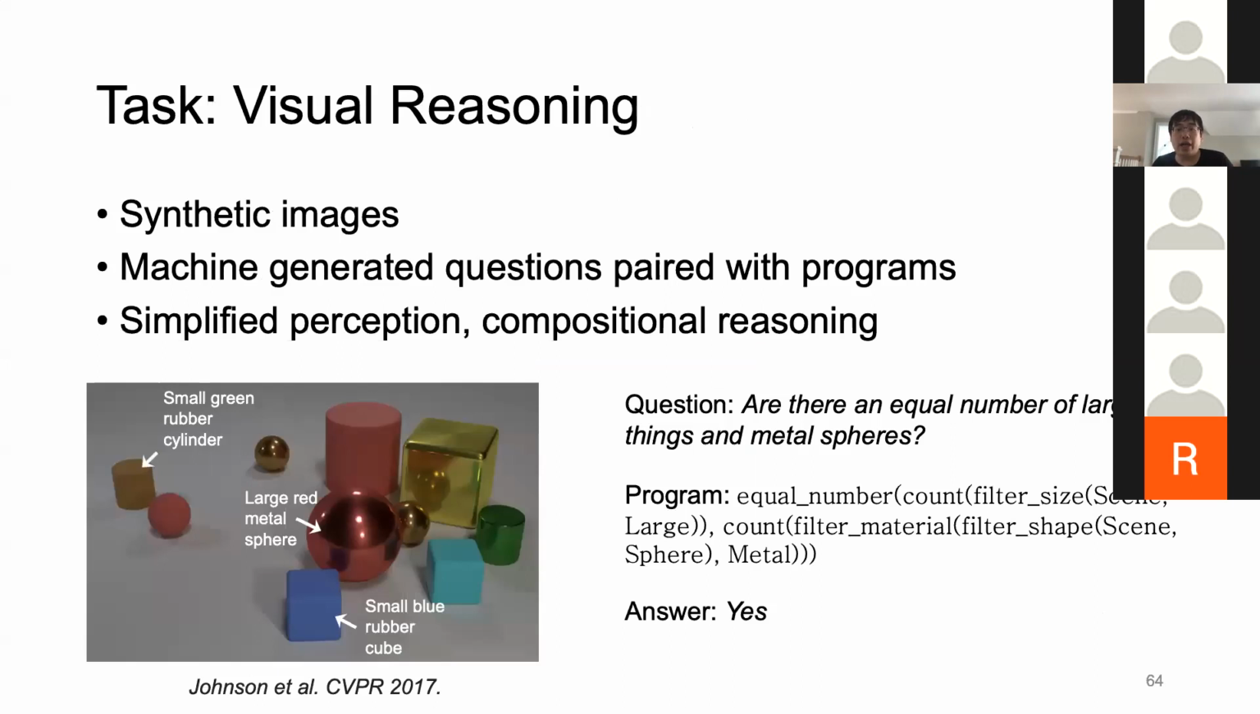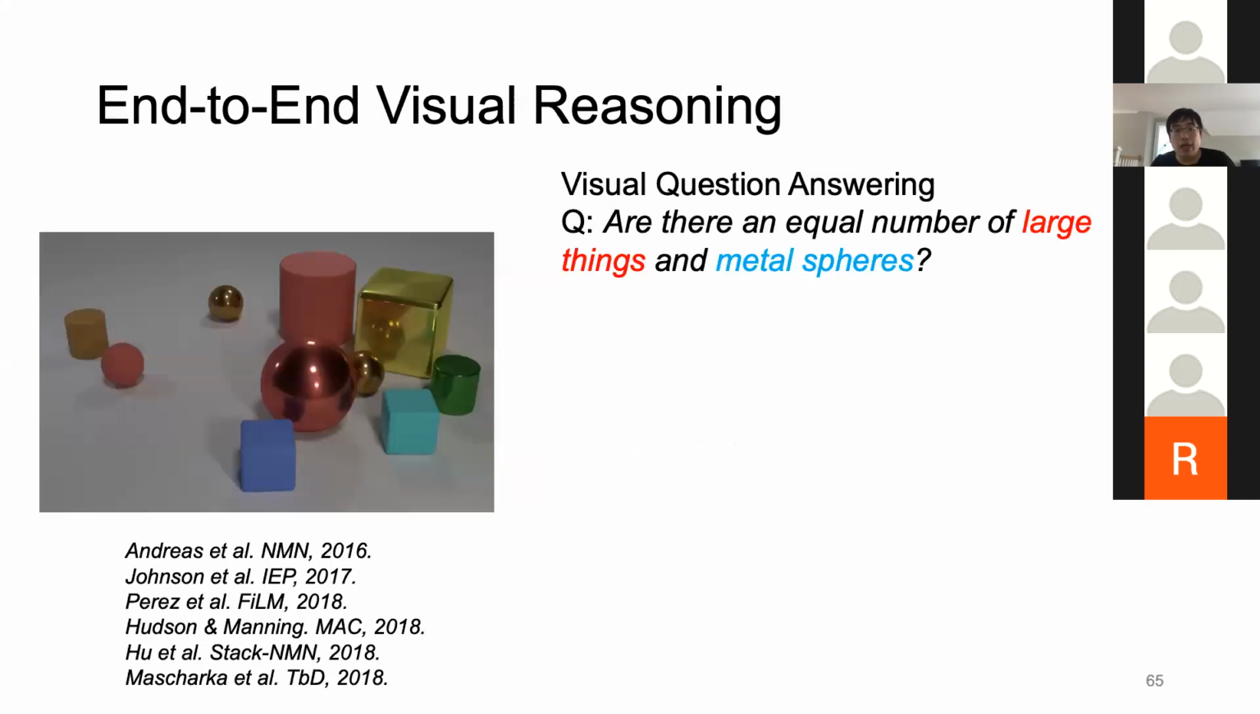To mitigate the issue, Justin Johnson and colleagues proposed a synthetic visual reasoning dataset called CLEVR to diagnose visual reasoning abilities. The dataset contains synthetic images with compositional attributes, including color, material, shape, and size. Unlike the VQA dataset, CLEVR doesn't have complex real-world visual scenes or natural questions, but the difficulty of the dataset mainly comes from the compositional object attribute logic.